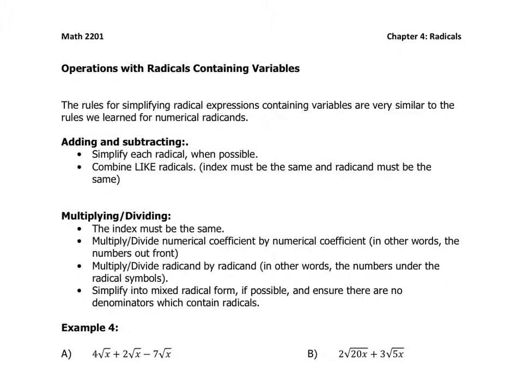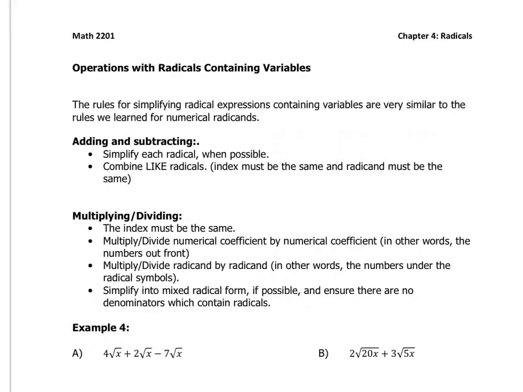So now if we continue with radicals containing variables and do some operations with them, we basically follow the same rules we did when they were numerical values under the radical signs. So adding and subtracting, you can only add or subtract them if they have the exact same radical part, meaning the radical sign has to be the same, the index has to be the same, and the expression underneath the signs has to be the same. So you can only combine like radicals.